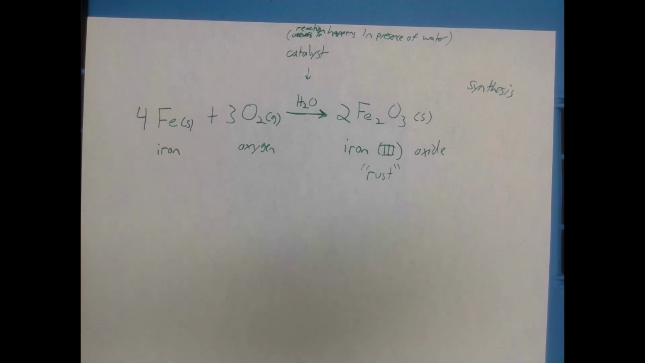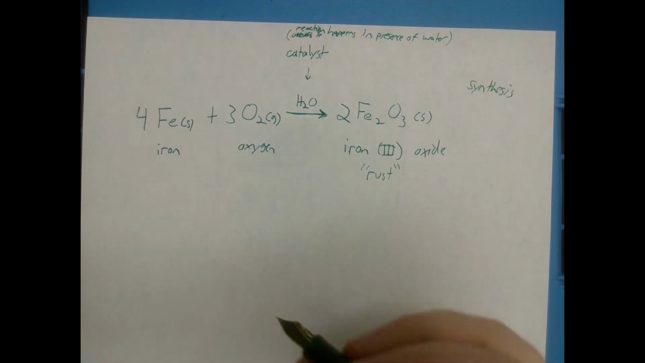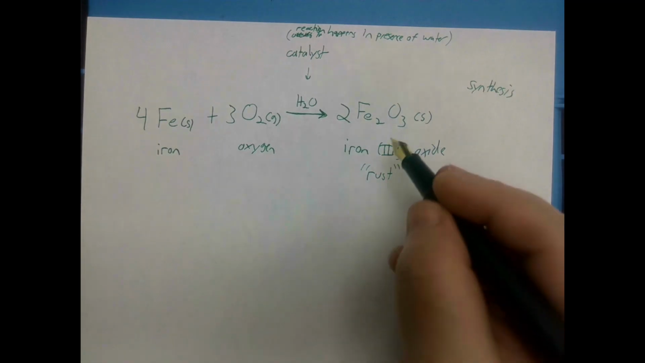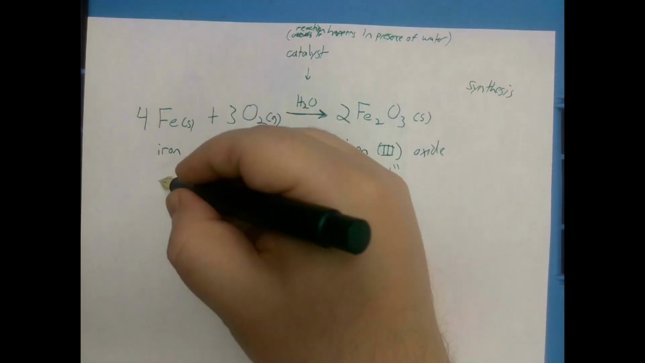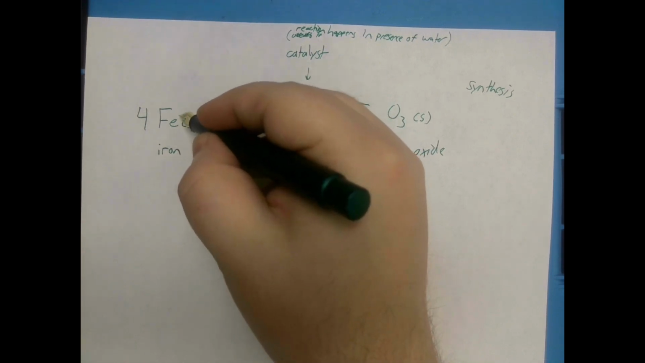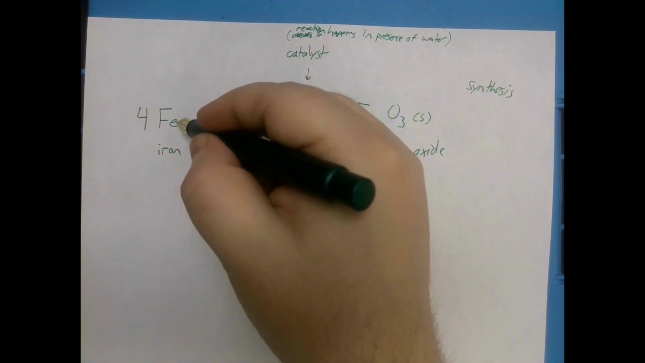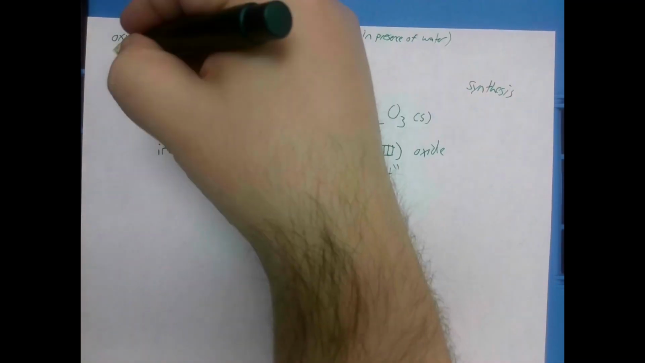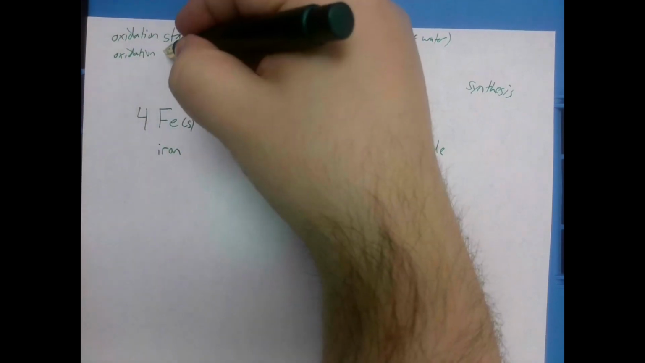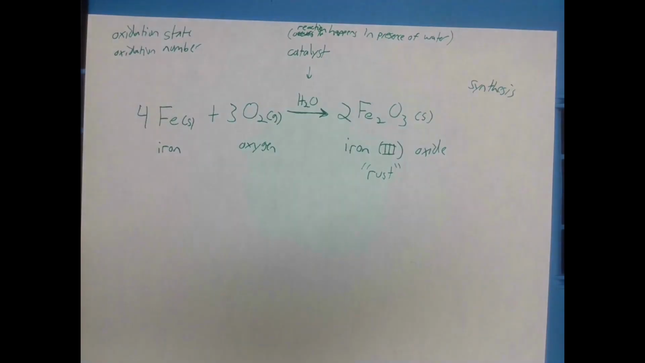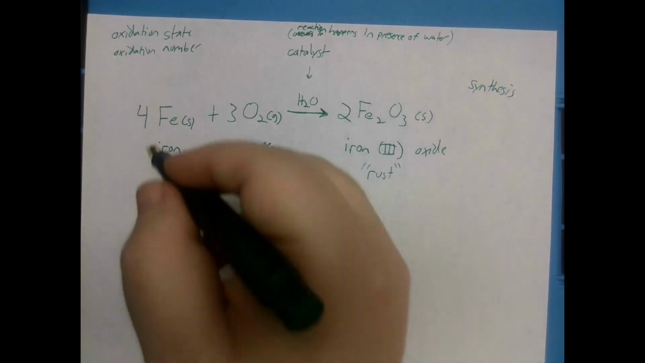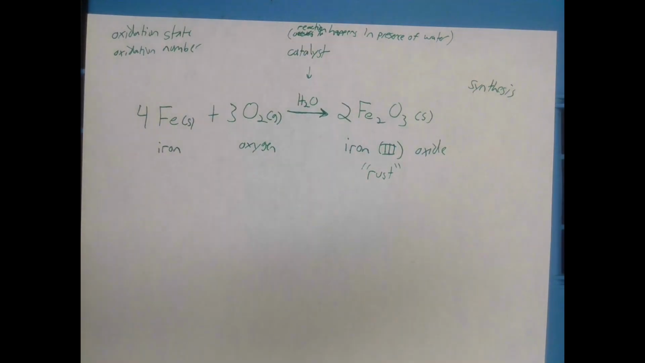What is being oxidized? Iron. It should be very easy in knowing it's being oxidized. We're putting oxygen on it. Another way is this is going from what is the oxidation state or number? By the way, oxidation state is the same thing as oxidation number. These are two synonyms of each other. You can either call it oxidation number or oxidation state. What is the oxidation number for iron over here?